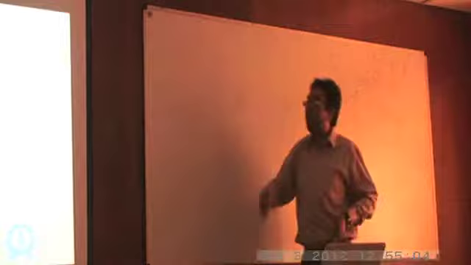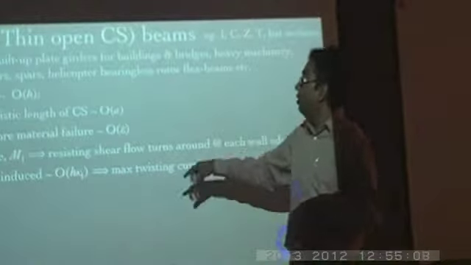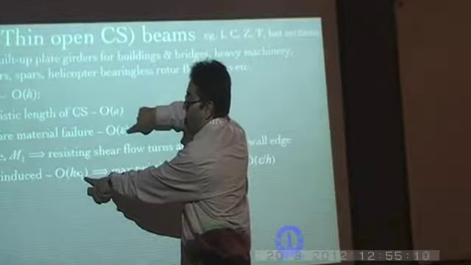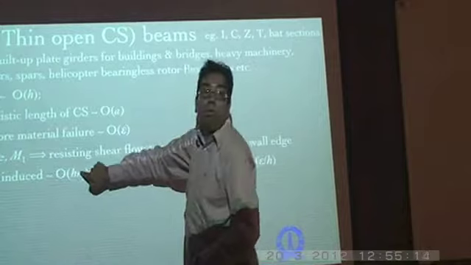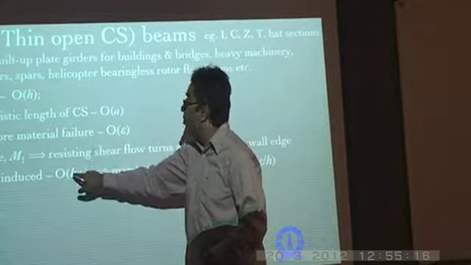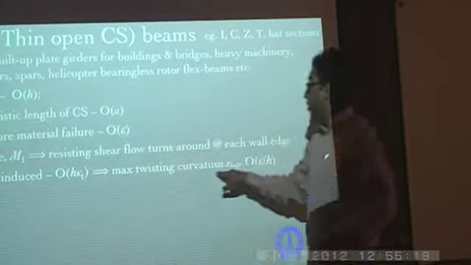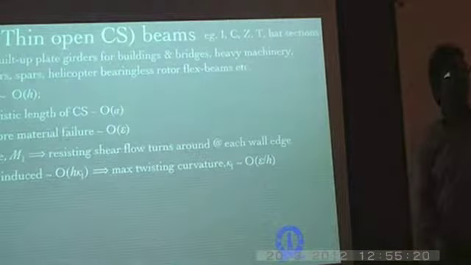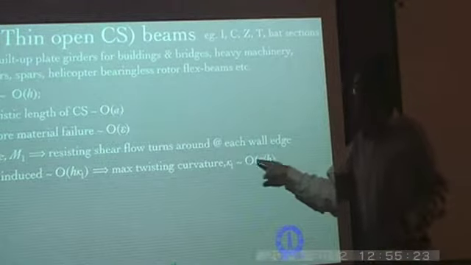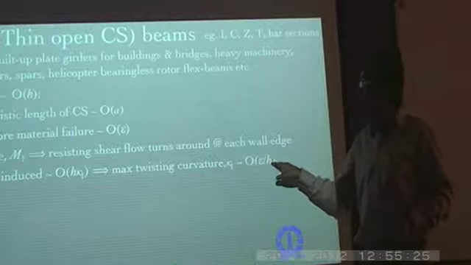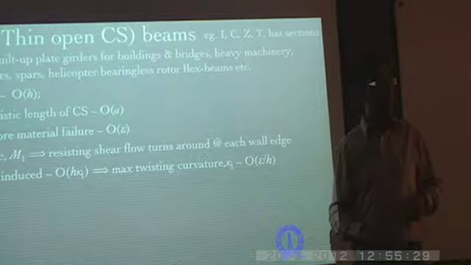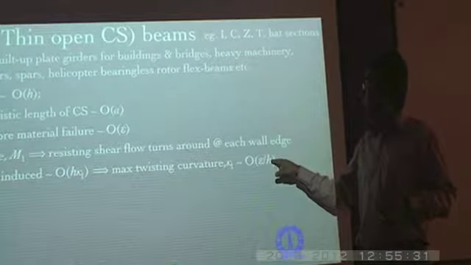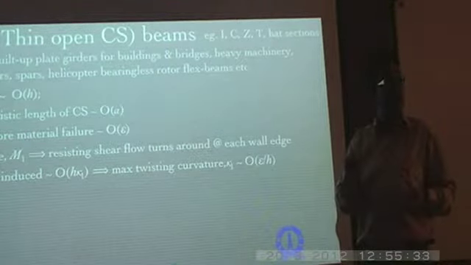So the same thing is done here for torsion in the case of an open cross section, and you basically say that epsilon and H kappa 1 are of the same order of magnitude, and therefore we can now determine the order of magnitude of kappa 1 as epsilon divided by H. So the maximum twisting curvature that an open cross-section beam can have is of the order of magnitude of epsilon by H, where epsilon is the order of magnitude of the failure strain, and H is the order of magnitude of the wall thickness.